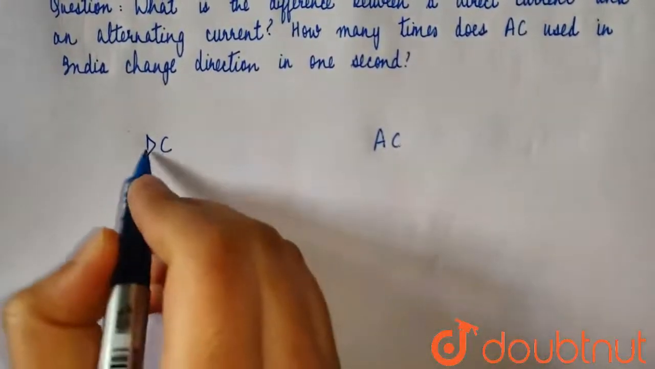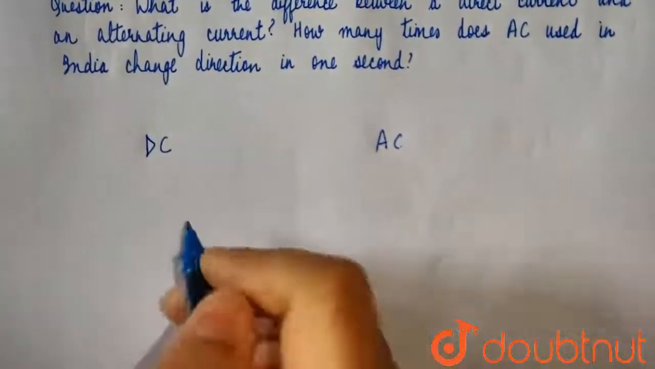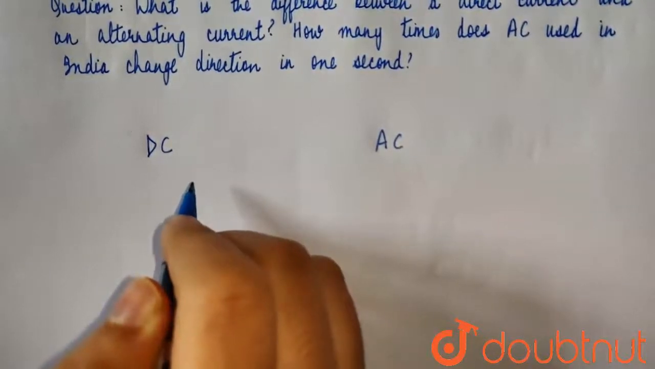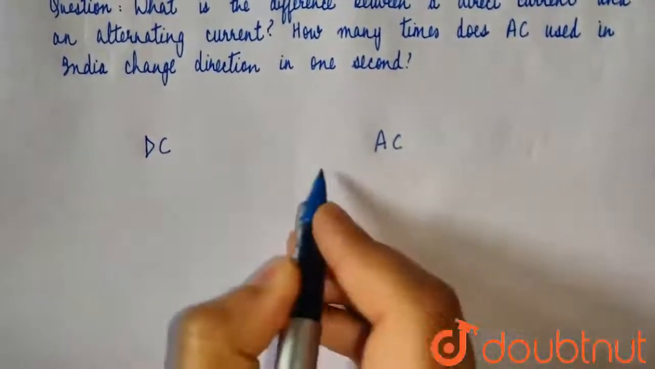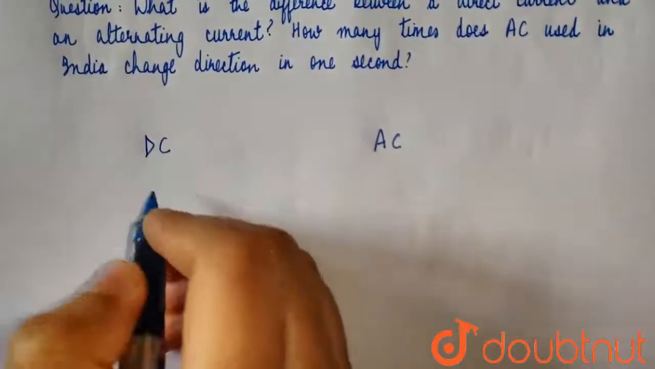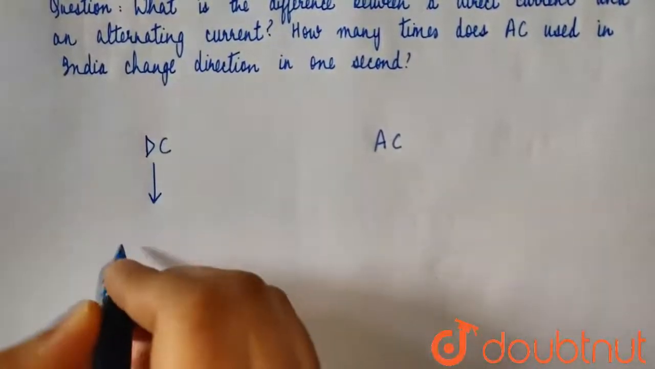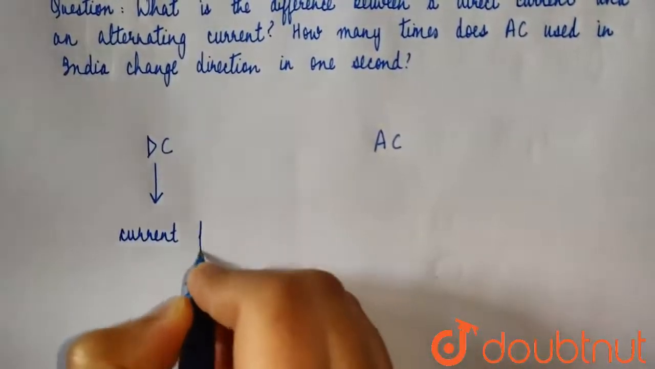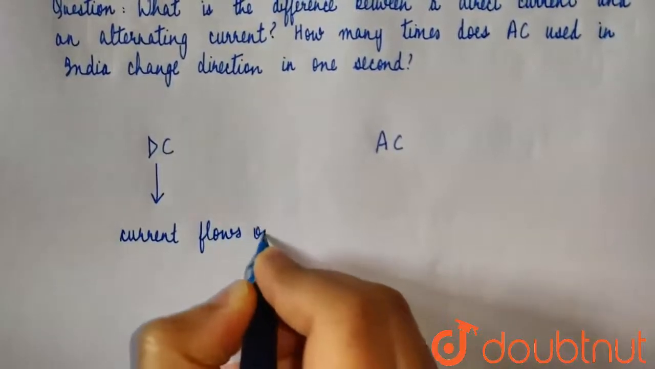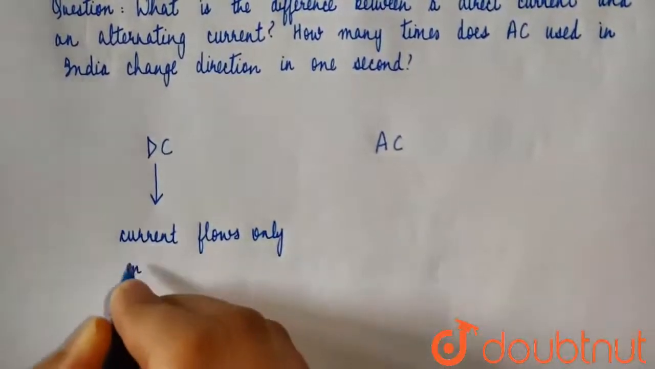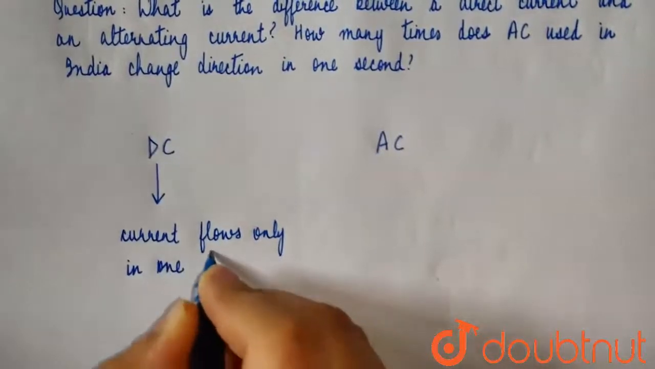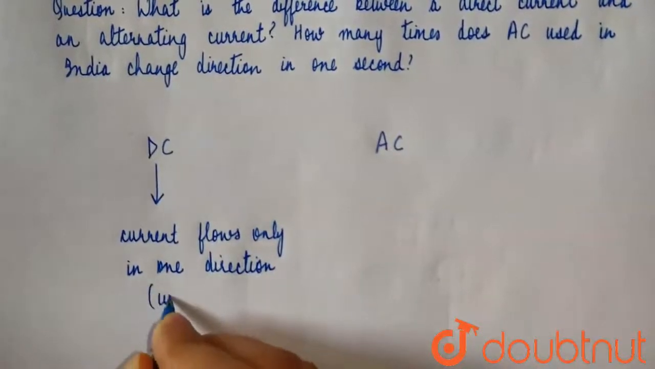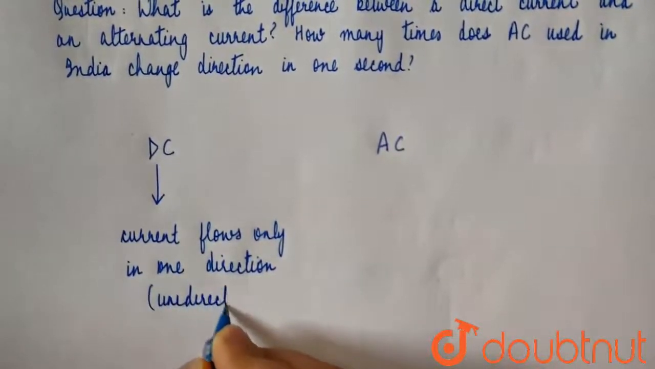Okay, so direct current, what is direct current? As the name suggests, it's something like direct, that doesn't change its direction, like it's a direct contact to something. So direct current is simply current that flows only in one direction. That means current is unidirectional.